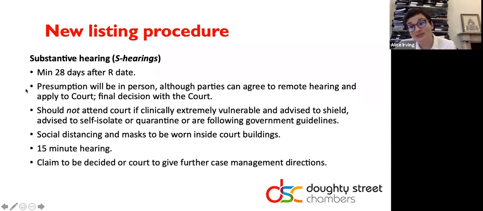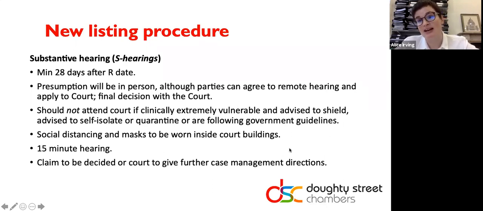So the substantive hearing, or S hearings, these will be listed a minimum of 28 days after the R date. And the presumption is that these listings will be in person. Now, courts can agree to parties. If the parties agree to a remote hearing, the court might sign that off, but it's going to depend on what the court's view is in relation to whether that's appropriate. So most of these we'd expect would be taking place in person.